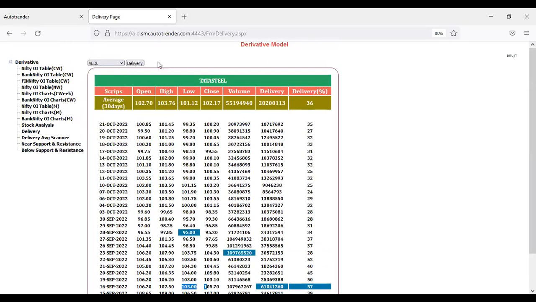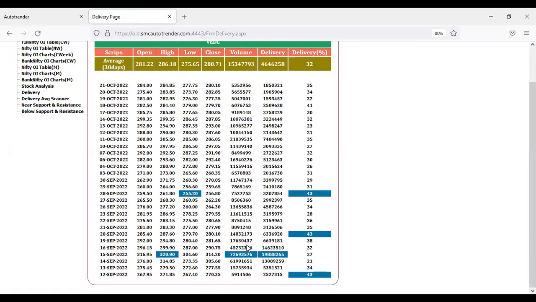Vedanta, you can think 320 eventually is the target to look at. The entry point would be above 320, 321. The highest delivery point was on 15 September, where the high was 321, and you can keep a stop loss of 305 then. Till date, the highest point it has gained is 293. So it is again in the watch list.